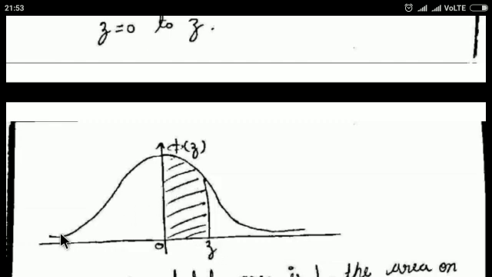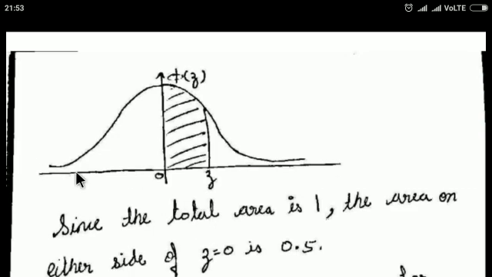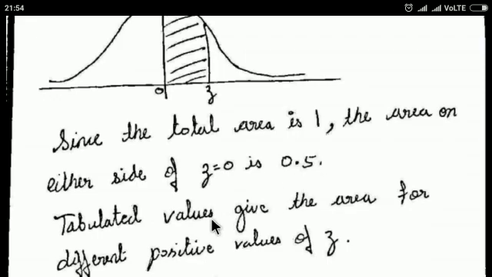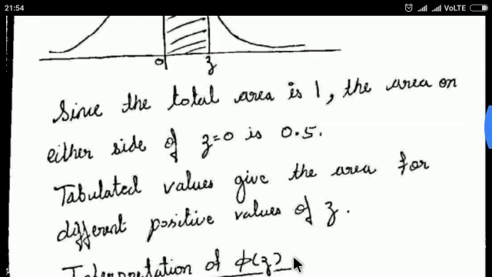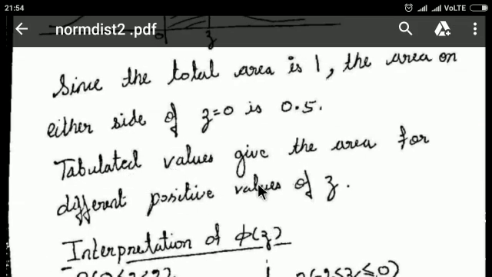Now we can see that this is a symmetric curve. Since the sum of the probabilities is 1, the total area covered by this curve is also 1. Since the curve is symmetric, from 0 onwards to minus infinity, the area covered by the curve will be 0.5. Similarly, the area from 0 to plus infinity will also be 0.5. Now tabulated values give the area for different positive values of z. Later we will tell you how to use the table for finding the values of phi of z.